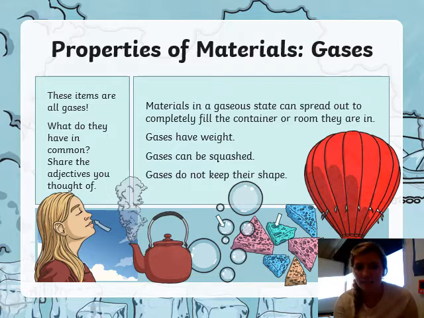So looking at some examples, we've obviously got things like water vapour from the kettle, it might be like carbon dioxide, carbon monoxide, or nitrous acid as well.